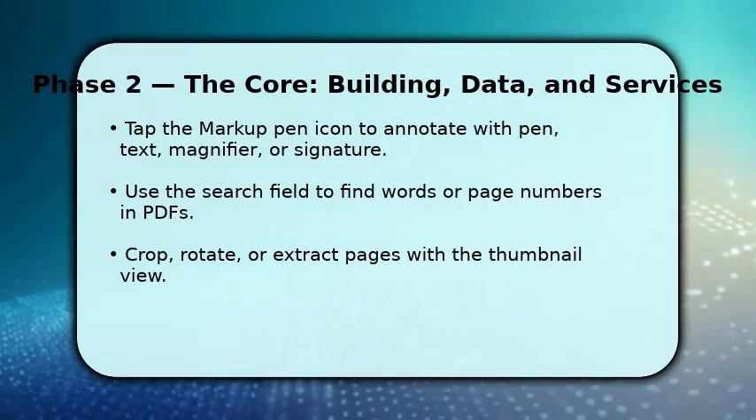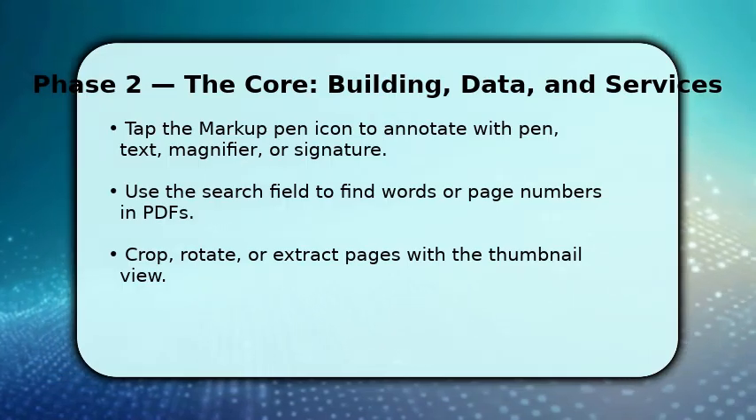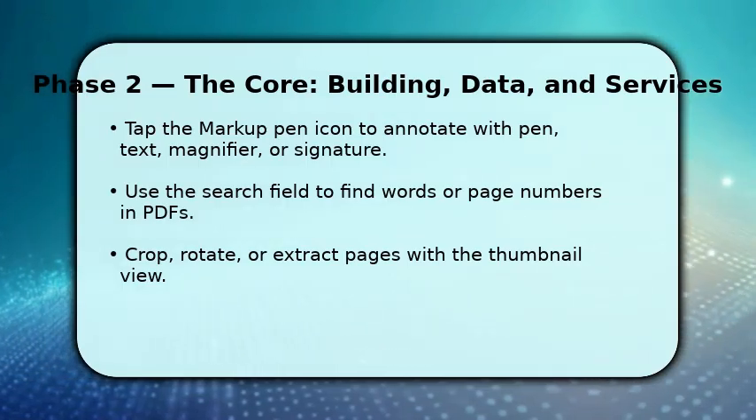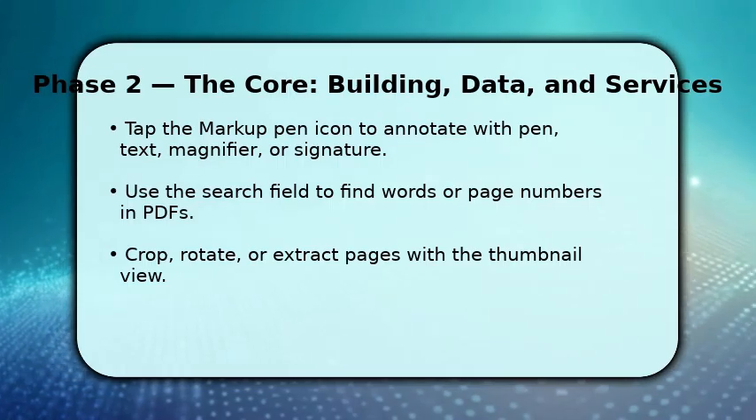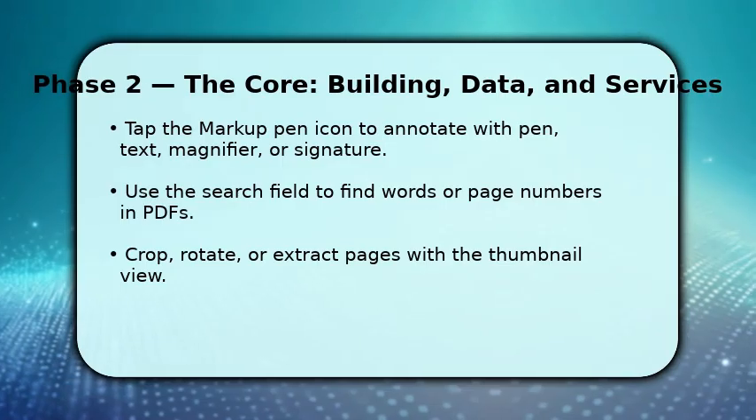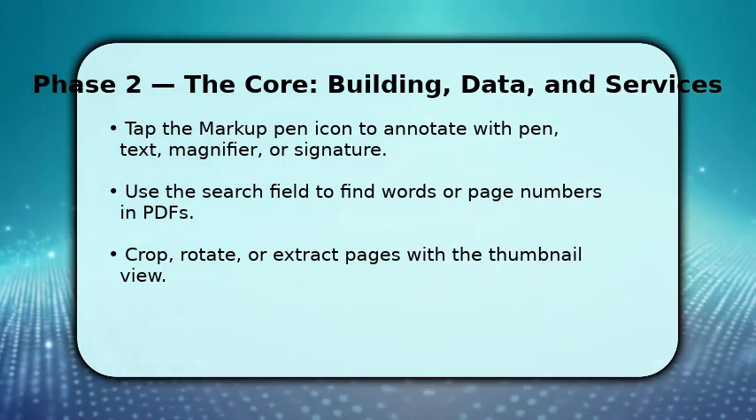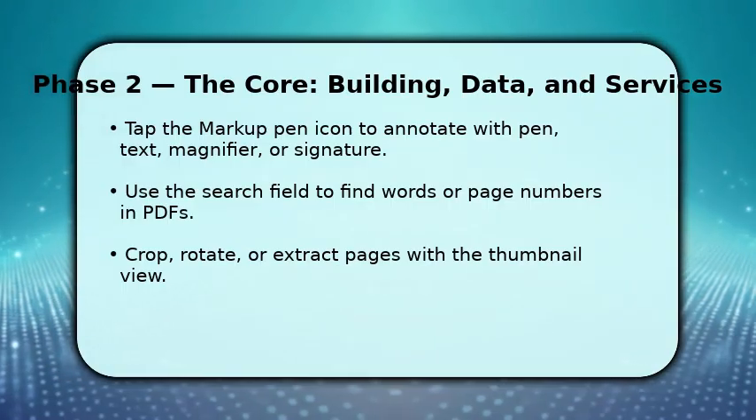Once done annotating, make sure to use the search field to locate words, phrases, or page numbers in PDFs. This saves time when scanning long documents. In thumbnail view, you can drag pages, crop images, rotate pages, or extract a selection to make a new file. These steps let you refine content quickly and accurately.